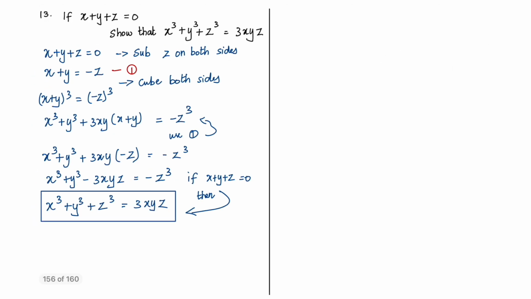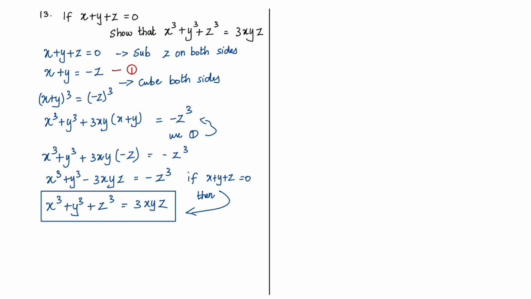Now if you remember in the previous video, I hope you have watched it. If you haven't, please go and watch that first, because the identity that we learned there is what you're going to use here. So we did something in the 13th question, which was we proved that if x plus y plus z is equal to 0, then x cube plus y cube plus z cube is equal to 3xyz.